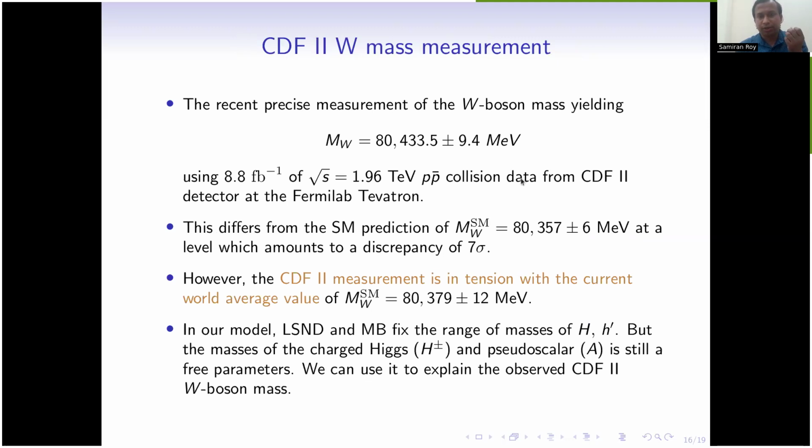The recent measurement of the CDF II W-mass is this one, and the standard model prediction is like this. So these two differ by 7 sigma. Also there is a tension between the world average and the CDF II measurement, but here we'll consider only the CDF II W-mass measurement. In our models, we have both capital H and H prime. We fix these for the LSND and MiniBooNE experiments, but the charged H plus-minus and the pseudoscalar are still free parameters. We use these to explain the W boson mass.